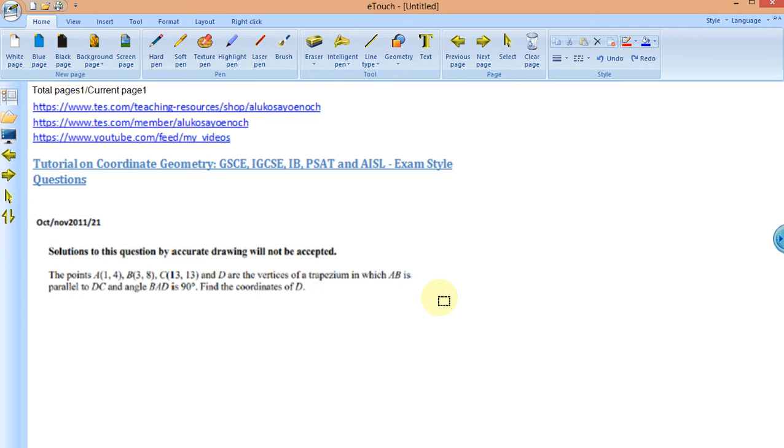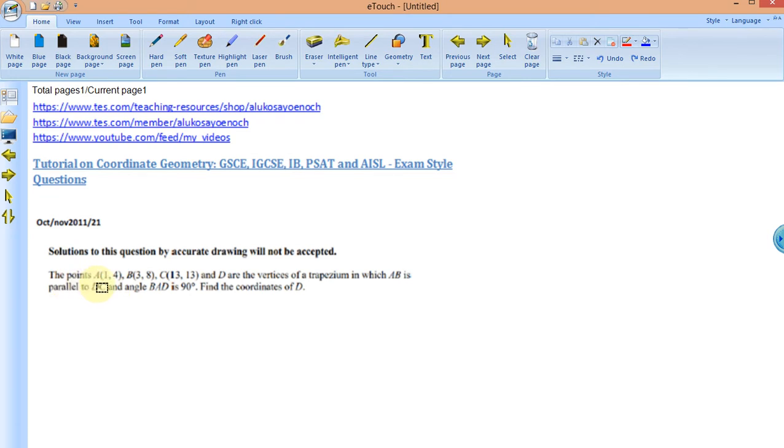In this tutorial, I'll be taking a look at a GCSE, IGCSE, IB, PSAT, and AISL exam style question. This very question is an excerpt from Additional Mathematics 0606, October/November 2011, Paper 2-1. So let's take a look at the question.